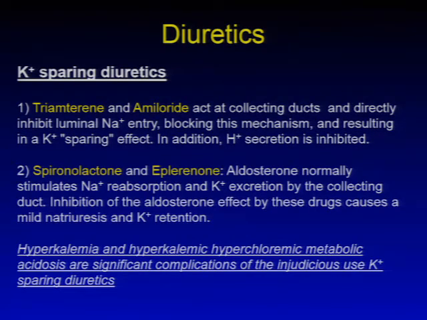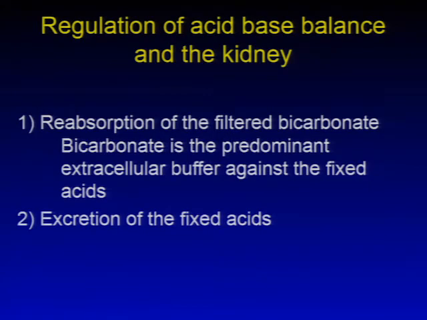Spironolactone and eplerenone: aldosterone normally stimulates sodium reabsorption and potassium excretion by the collecting duct. Inhibition of the aldosterone effect by these drugs causes mild natriuresis and potassium retention. It's important to note that hyperkalemia and hyperkalemic hyperchloremic metabolic acidosis are significant complications of injudicious use of potassium-sparing diuretics.